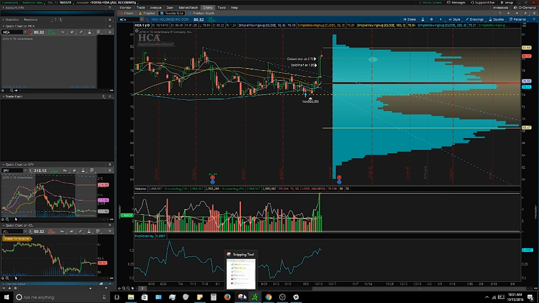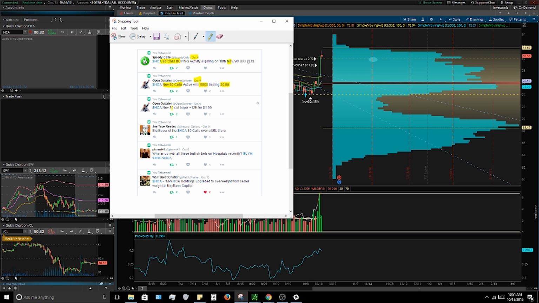Then all of a sudden on the 6th, I'm going to pull back up the tweets here. Someone scooped up the November 80s, 12,000 for $1. So someone bought $1,200,000 worth of these calls, the same exact calls that were being purchased on the 4th. I was like, all right, that grabbed my attention right there. Someone pretty much was loading up on the same contracts.